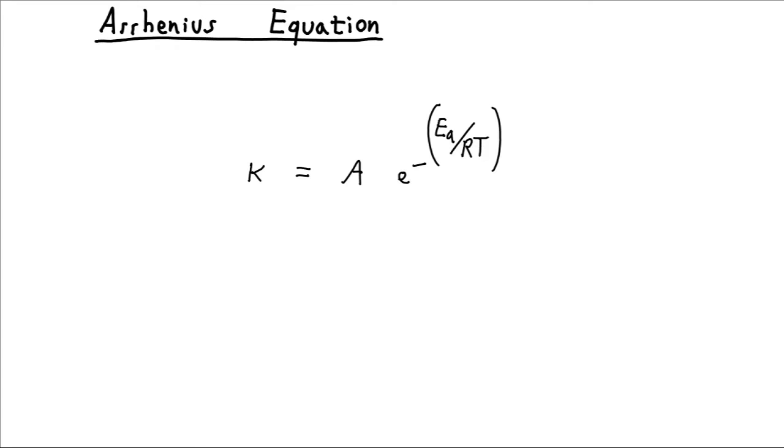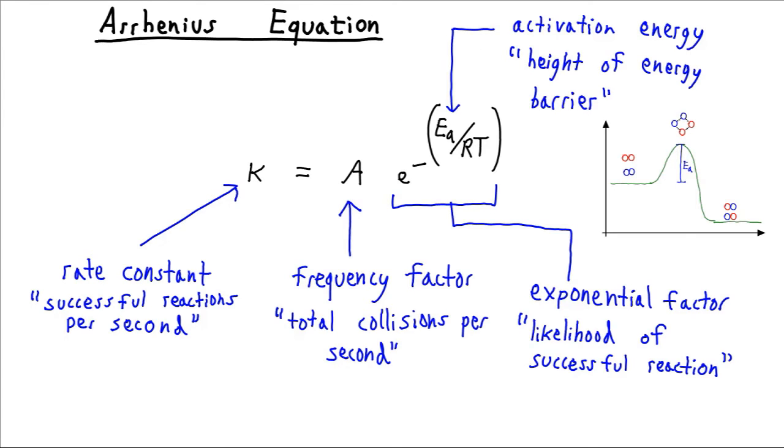So we have the rate constant is equal to some factor times some exponential here. The rate constant we can think of as the number of successful reactions which happen every second. Well, the constant term represents the total number of collisions between molecules which happen every second, and then this exponential term represents how many of them are successful. So number of collisions times probability of success gives you the total number of reactions per second.